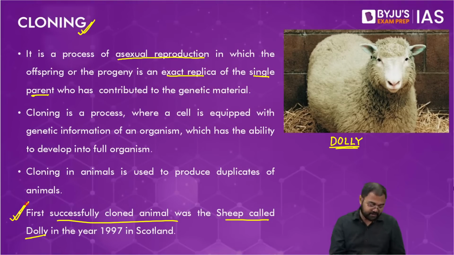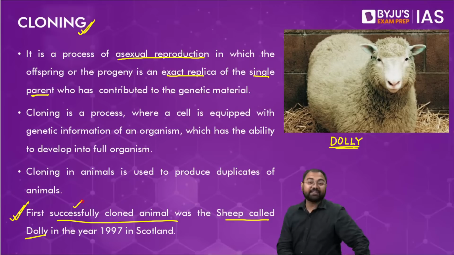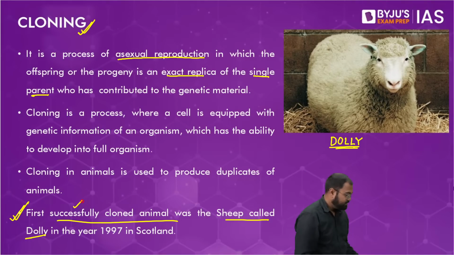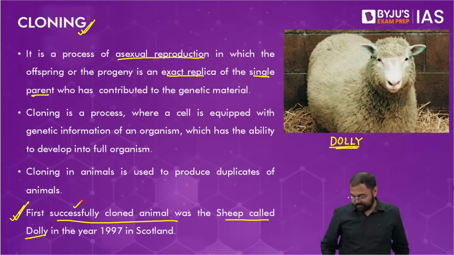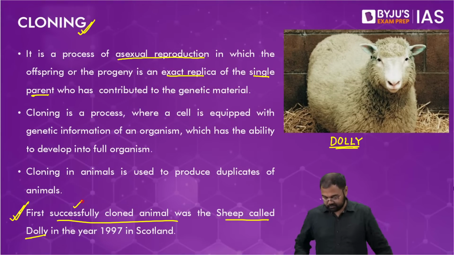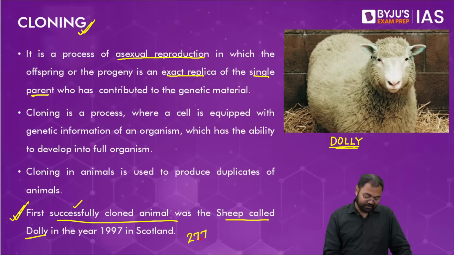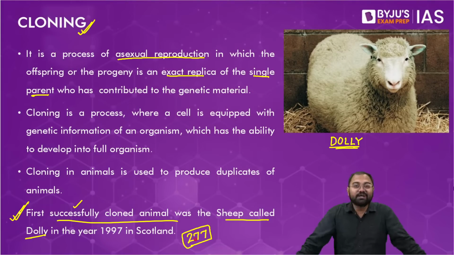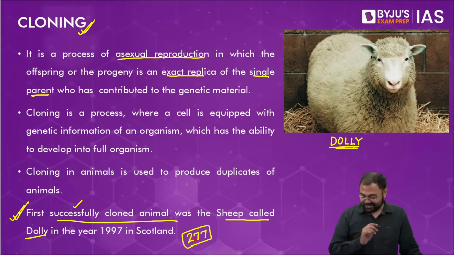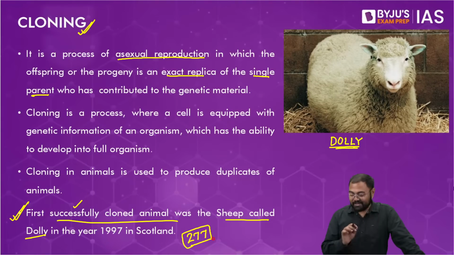And even this success, just a trivia, do you know how many attempts it took for this success to happen? In how many attempts were they able to be successful? Okay, one correct answer from Akansha. 277 attempts. How many attempts do you get towards your civil services examination? I'll not go there. So it took 277 attempts, and then finally they were able to be successful.